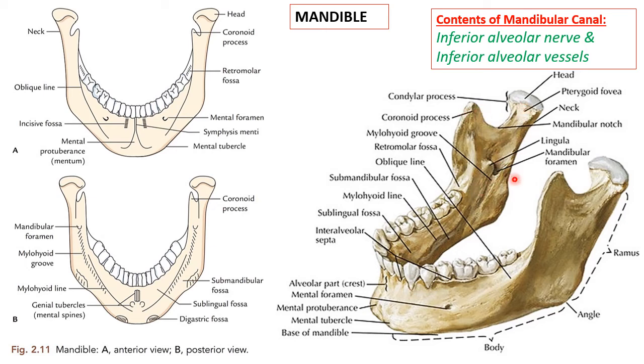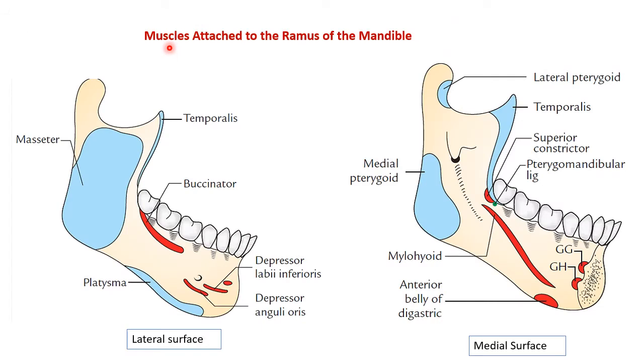So we have finished the ramus of the mandible also, and now we will study attachment of muscle on the ramus of the mandible. Now we will discuss the muscles attached to the ramus of the mandible. This is the lateral surface of the ramus of the mandible. This is the medial surface of the ramus of the mandible, and all muscles of mastication are inserted into the ramus of the mandible. The masseter, the temporalis, the lateral pterygoid, and the medial pterygoid, all these four muscles are inserted into the ramus of the mandible.